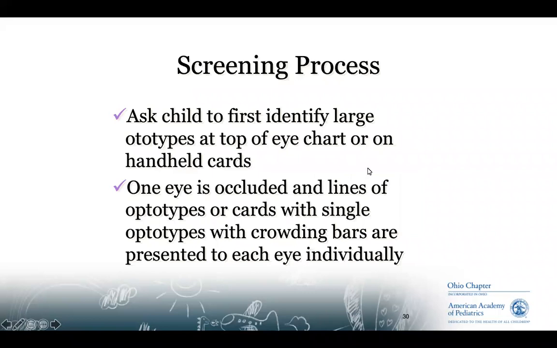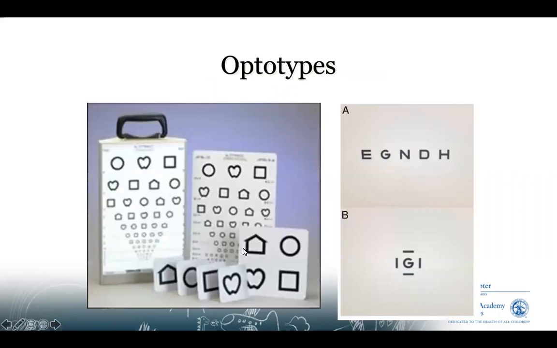You first ask the child to identify large optotypes at the top of the eye chart or on the handheld cards. One eye is occluded, and lines of optotypes or cards with single optotypes with crowding bars are presented to each eye individually. And these are just some examples of some different optotypes. The most common for the preschool vision age are the Leah symbols with the house, the circle, the square, and either the heart or the apple. And this is great for kids that aren't able to yet recognize letters. Usually once kids get to be school age, we use the typical letters, like there in example A, you can see E, G, and D, H.